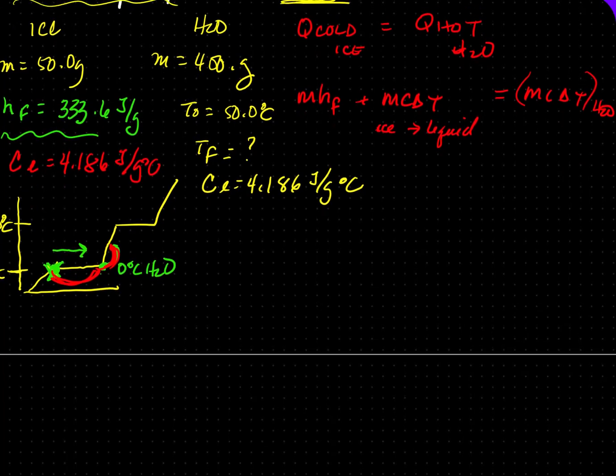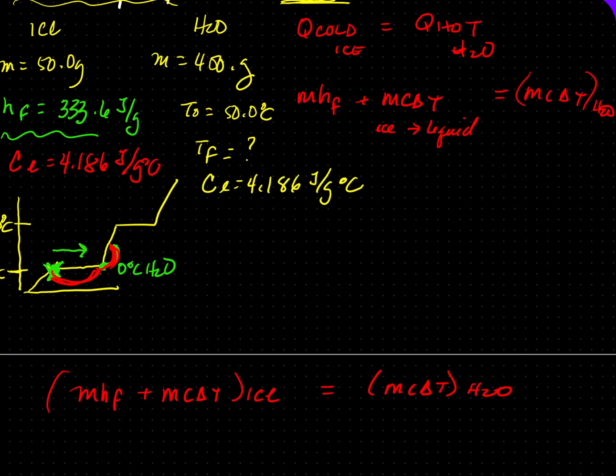Now I'm going to rewrite the equation below and plug in my numbers. So this is going to be m Hf plus m c delta T, and this was for the ice initially. On the opposite side is going to be m c delta T of the water. So my mass of the ice is going to be 50 grams. My Hf is going to be 333.6 joules per gram. Plus my ice mass is still 50.